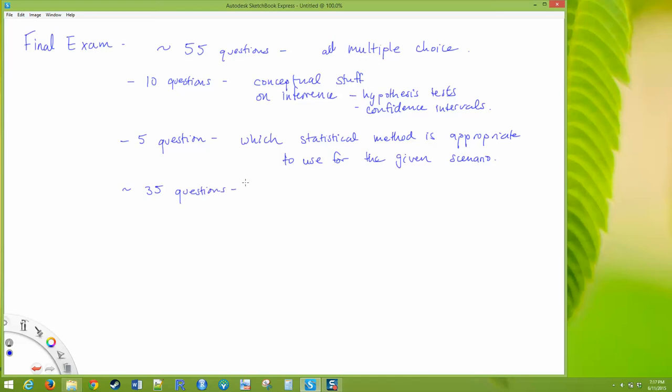This will be just different hypothesis tests or different statistical inference methods, okay? Different statistical methods. So covering t-tests, chi-squared tests, ANOVA, correlation, all of the different inference methods that we've covered, just going over having you carry those out, okay? And then there's probably just some 5 miscellaneous statistics related questions.